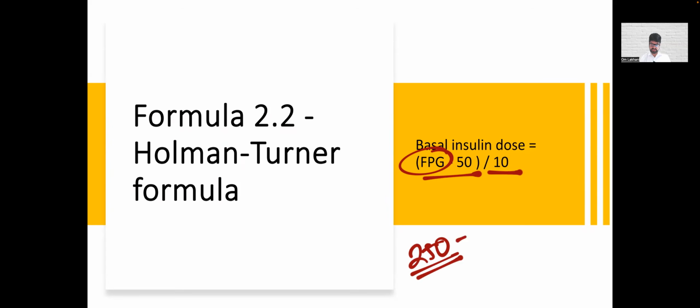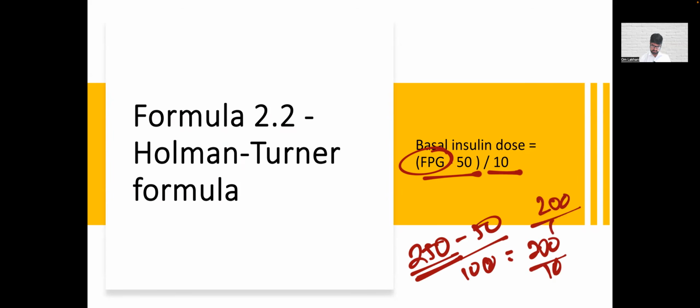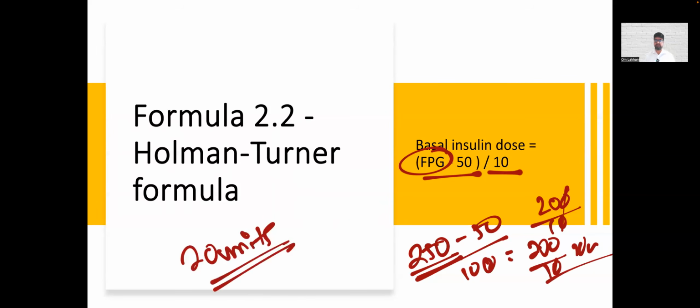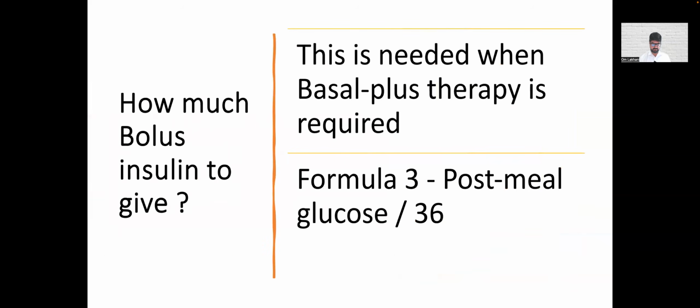So if your fasting sugar was 250, 250 minus 50 divided by 10 will be 200 divided by 10 again, which will be 20 units. So this patient, let's say the patient's fasting sugar was 250, will be starting with 20 units of basal insulin. So this is the Holman and Turner formula.